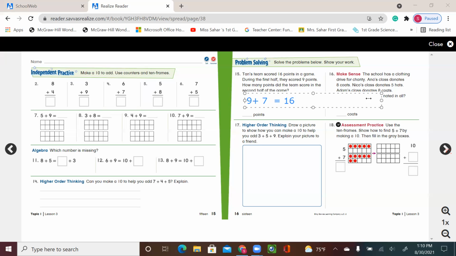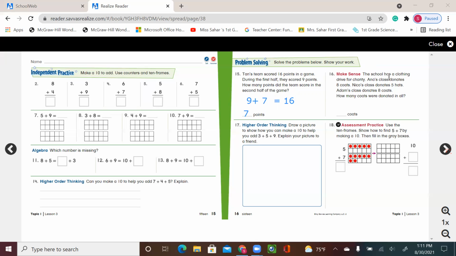So how many points did they score in the second half? 7. Why 7? Because I know that they scored 9 in the first half and 16 in total. So what's missing was the second part. All right.